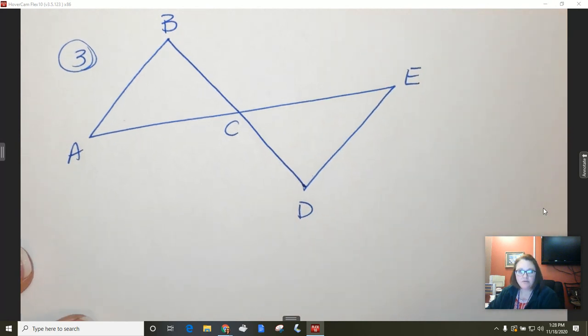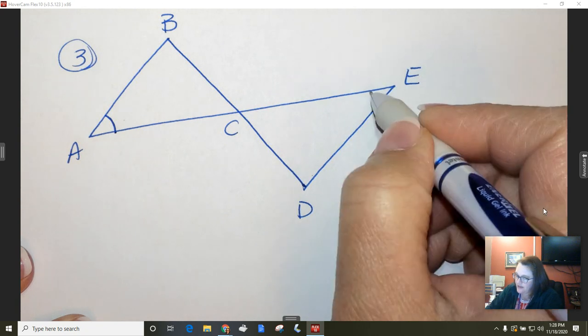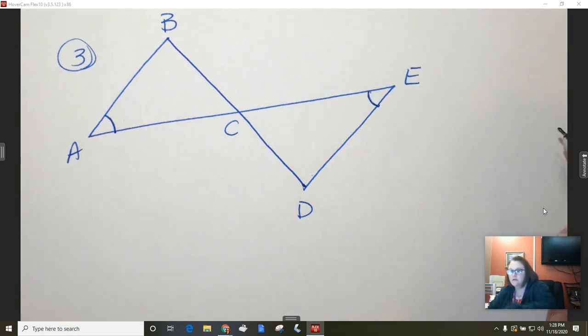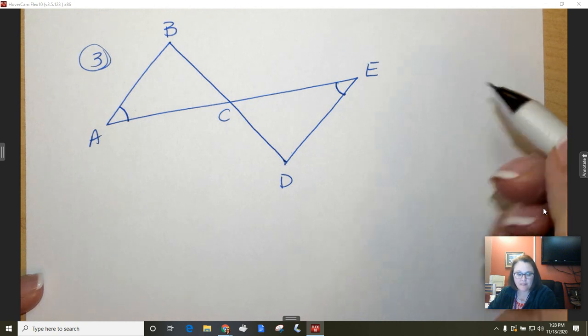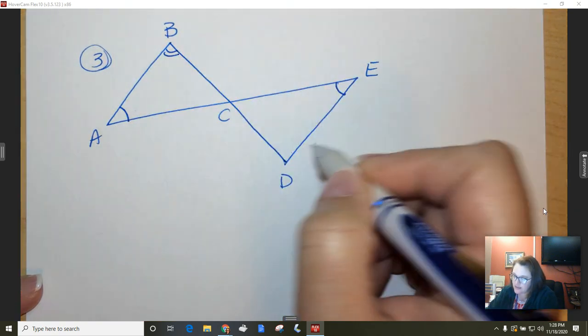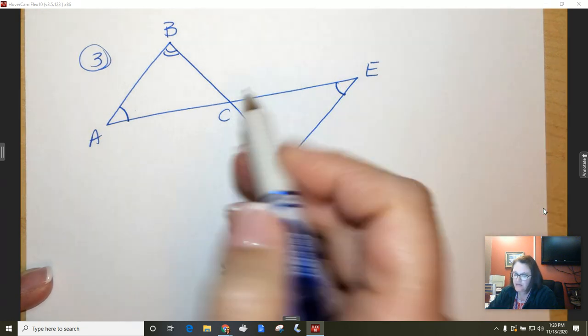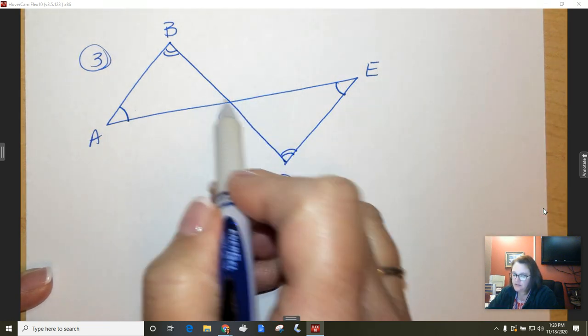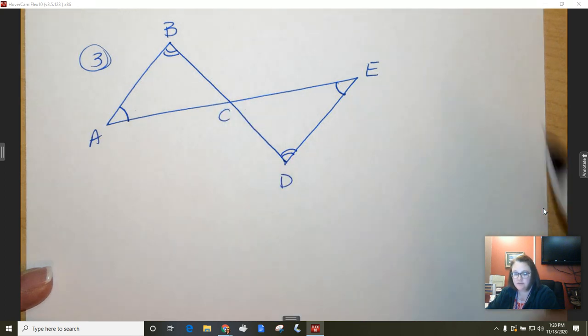We've got two triangles that are connected. And let's say angle A and angle E are congruent angles, and angle B and angle D are congruent angles. These two angles are also going to be congruent because they are vertical angles. Very good, if you answered that.